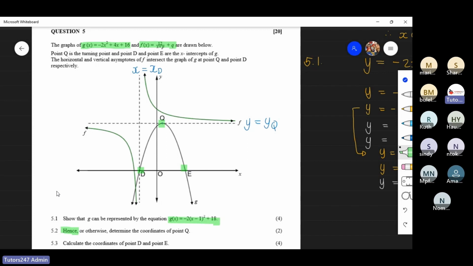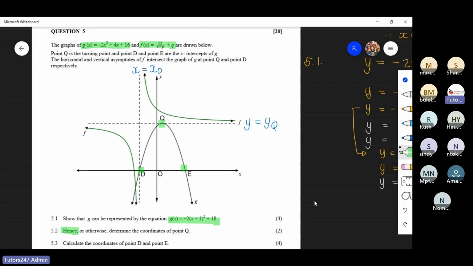So for question 5.2, we need to determine the coordinates of Q. Now keep in mind the coordinates of Q is the turning point of that parabolic function. If you remember earlier when we discussed how to find turning points, there were 3 methods that I gave you. We used the first method previously, whereby we calculated using our turning point formula. I believe we used that formula twice actually.